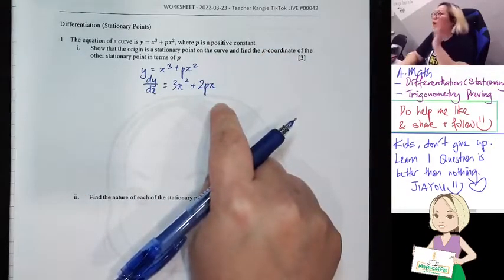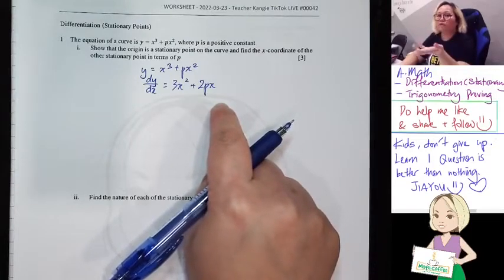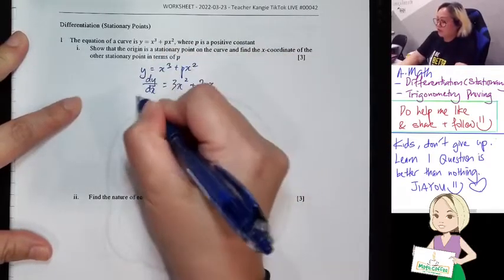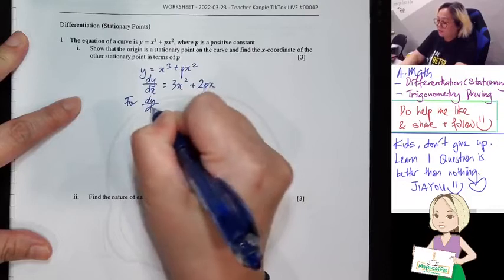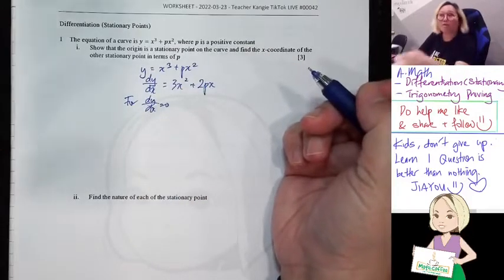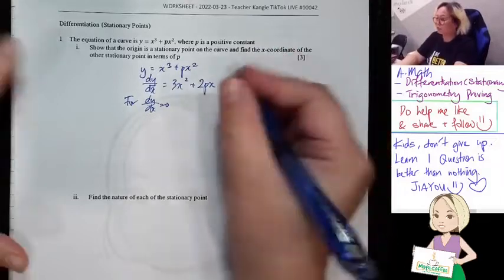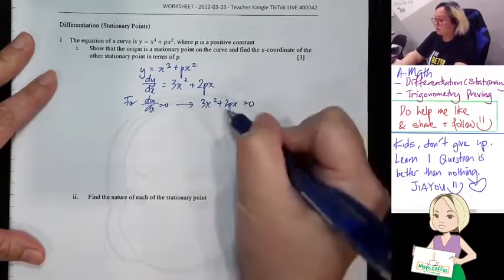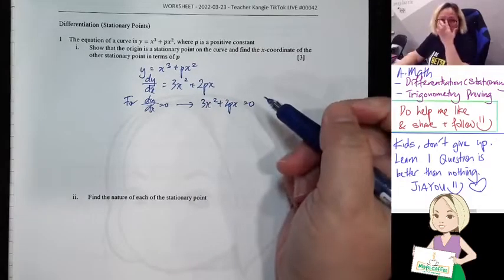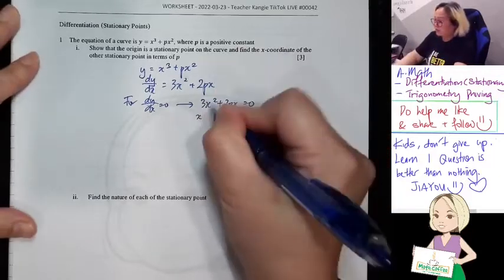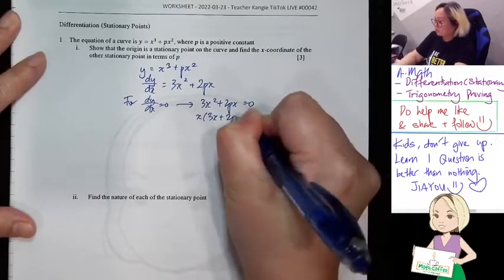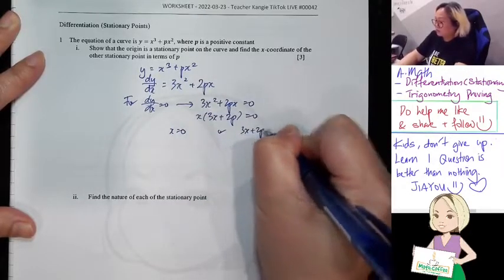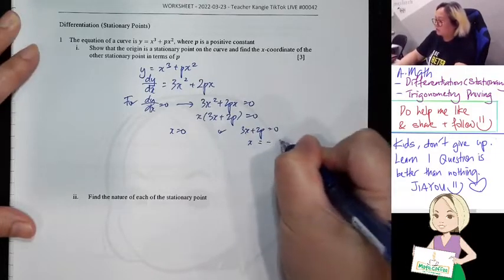So do not panic and wonder, I got p inside, how am I going to solve my dy dx equals to 0? It's okay, just proceed to do it first. Remember, to find stationary point, always find dy dx equals to 0. So it becomes 3x squared plus 2px equals to 0. I want to solve this quadratic. I will take out common factor x, you get x times 3x plus 2p equals to 0. So you get x equals to 0 or 3x plus 2p equals to 0, so my x equals to minus 2p over 3.